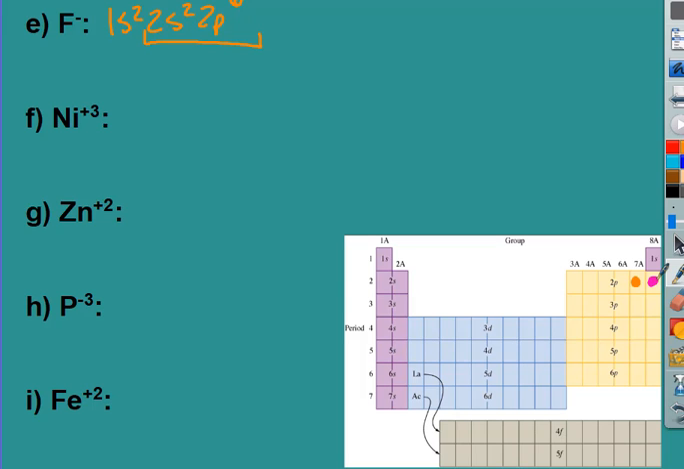The next one is going to be a little bit trickier. So on nickel, again, just like before, ignore that +3. Go ahead and pause the video and write your configuration for nickel. So nickel's a transition metal. I have my 1s2, 2s2, 2p6, 3s2, 3p6, 4s2, 3d8.